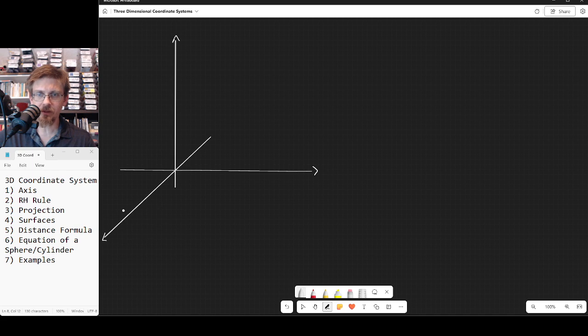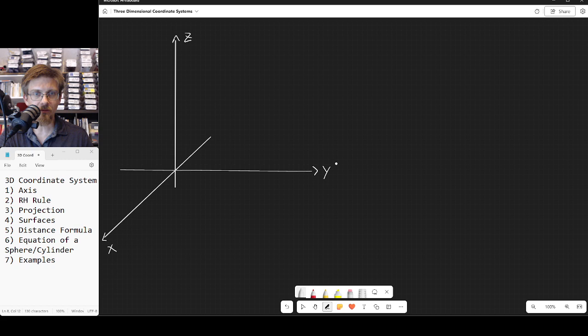Customarily, we label this axis right here as y, this angular axis as x, and this axis up here as z. You can see that this breaks up the space into what we call octants, not quadrants. Quadrants are for the two-dimensional space, but this is for octants.